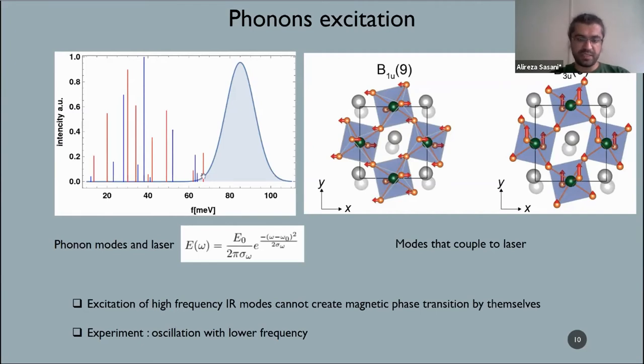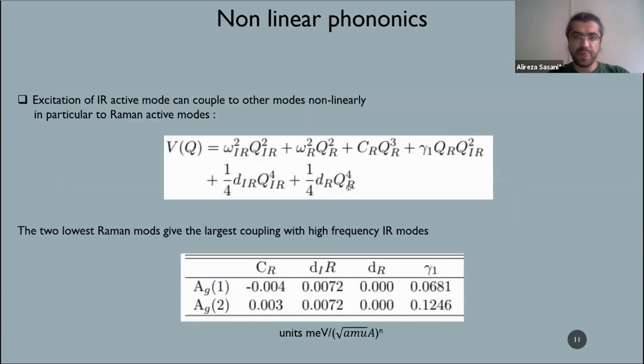And as we can see, the laser can excite the highest frequency modes. But we know that only exciting these modes cannot create any phase transition. But there was some lower frequency oscillation in the experiment. So we considered nonlinear phononics as a possible mechanism that can create this phase transition.